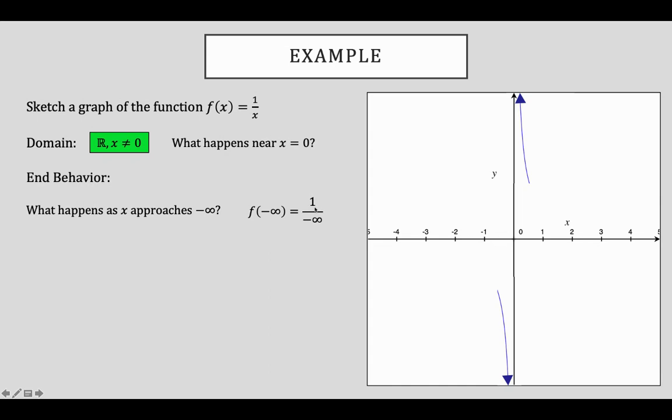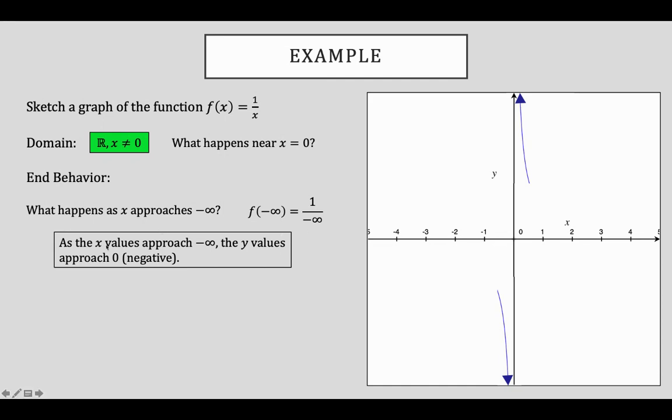Well, if I take any real number and try to divide it up an infinite number of times, I am going to get 0. This tells me that as the x values approach negative infinity, the y values approach 0. But in this case, they'll also be negative. Notice I have a positive divided by a negative. So what does that mean graphically? As my x values go to the left, the y values have to get closer and closer to 0. All right, our graph would look something like this.